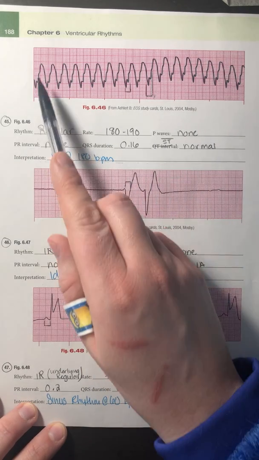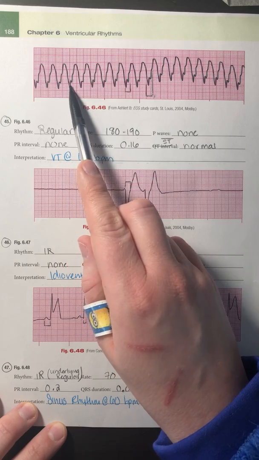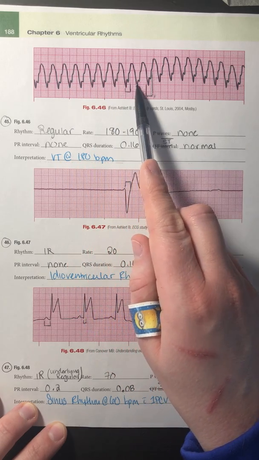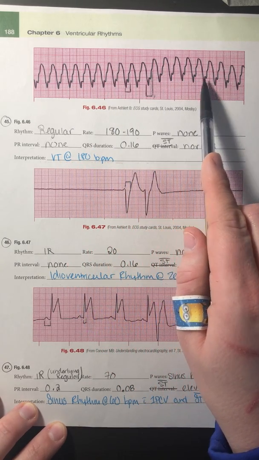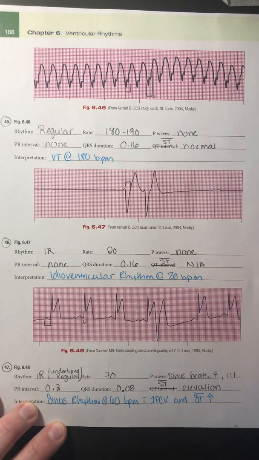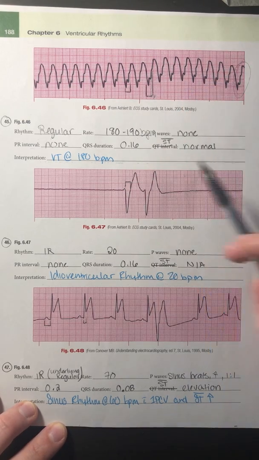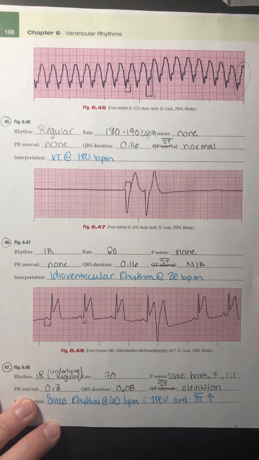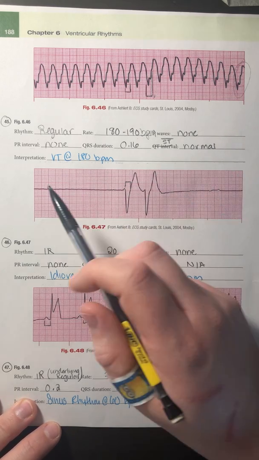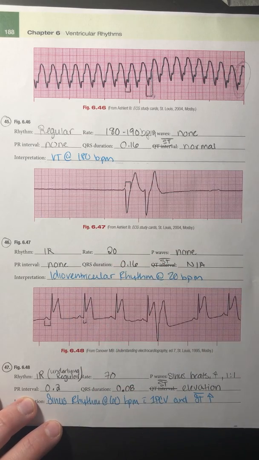For my rate, I have 1, 2, 3, 4, 5, 6, 7, 8, 9, 10, 11, 12, 13, 14, 15, 16, 17, 18, 19, and I put 180 to 190 because this one's halfway cut off. So some people count that, some people don't. Beats per minute. I don't have any P waves. Obviously, this is a wide QRS complex rhythm, so it's going to be ventricular in nature.